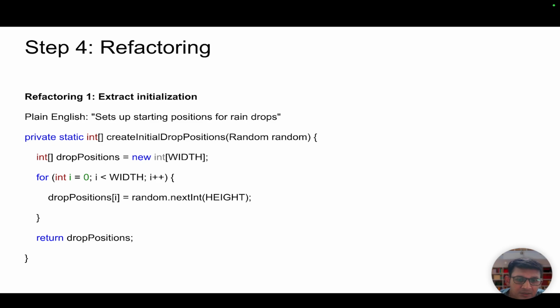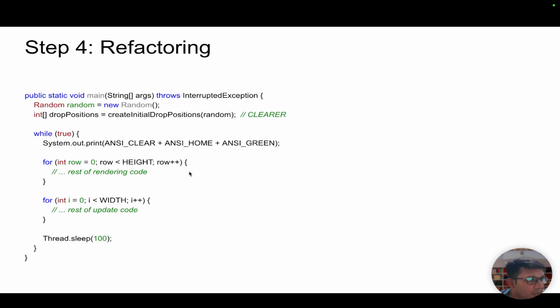Now, if we walk through this extraction, we take the array creation and initialization loop and wrap it into a method. We pass in the random object since we need it for random values. We return the initialized array, right? Now, the main method after this would typically look like the change where we are actually looking at drop positions and calling this method. Instead of those three lines doing array setup, we have one line that clearly states its purpose: create initial drop positions. The intent is now explicit.